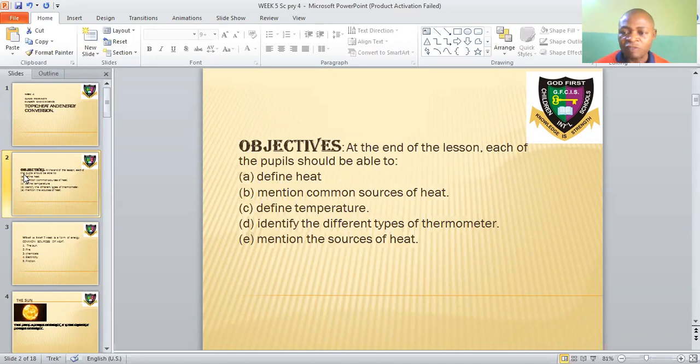We have different types of thermometer, so we don't just have one alone. When we get there, I will explain better. I will show you the pictures of those thermometers that we have and how we use them. Then you should be able to mention the sources of heat. Those are the objectives that we have for the lesson.